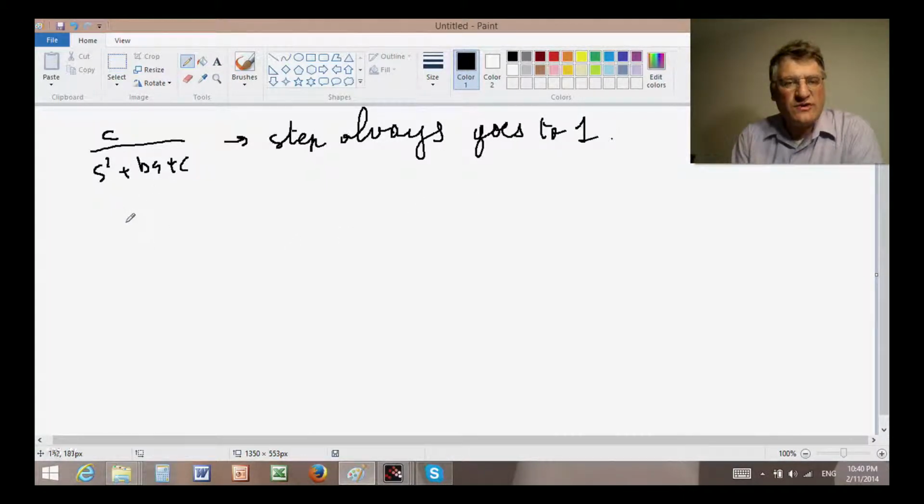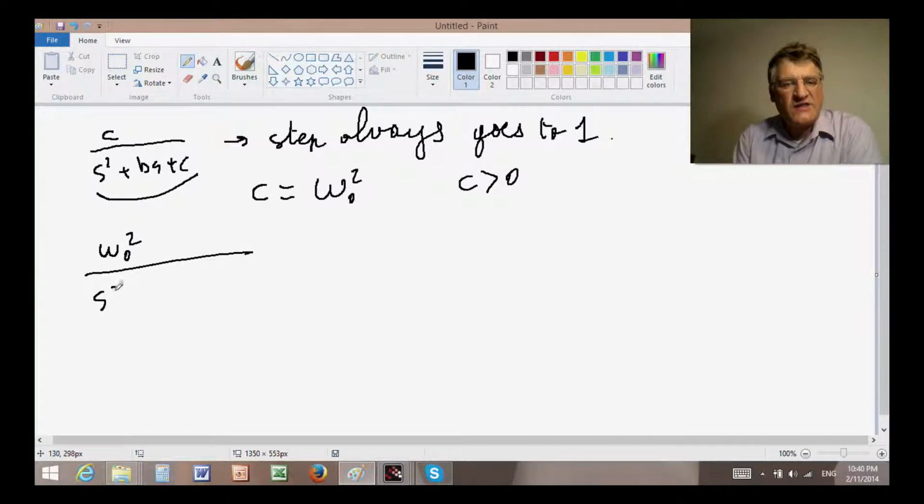Then another thing that we can do is, since C is sort of a natural frequency squared, we can write that C is equal to omega 0 squared. This is always possible since C is greater than or equal to 0. And then the transfer function therefore looks like omega 0 squared divided by S squared plus BS plus omega 0 squared.